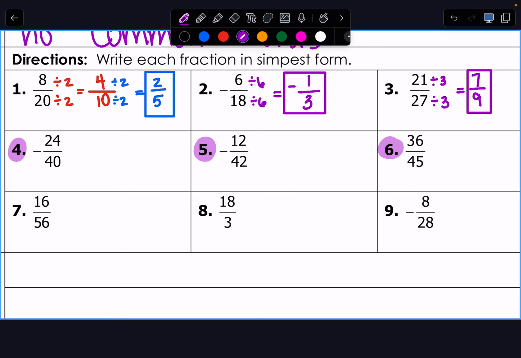It's totally fine. You talk to your neighbor about it. What number are you going to divide those by? I think that's a good start. That's a good start.